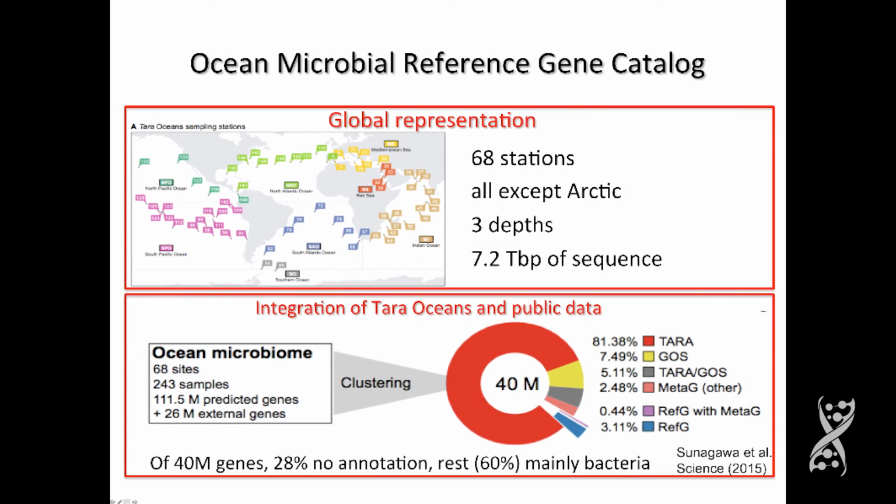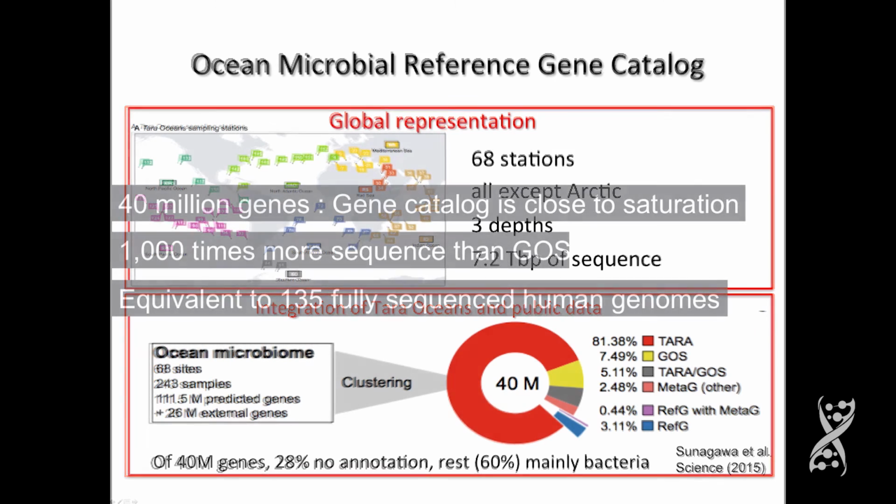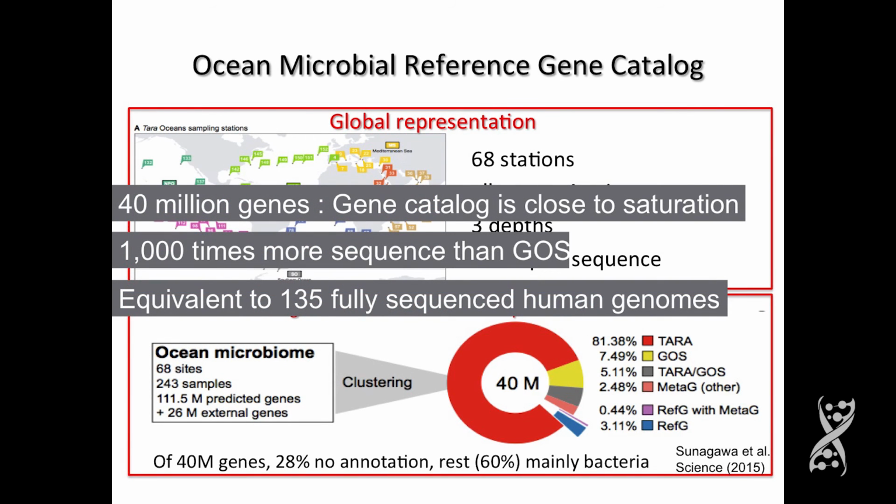So a few key points from these papers. One is that we defined what we call an ocean microbial reference gene catalog, coming from 68 sampling sites with pretty much worldwide coverage. These genes are mainly coming from bacteria, from prokaryotes, okay? And the catalog contains about 40 million genes, which is quite close to saturation, at least for the surface, the top 100 meters or so of the ocean. It's a pretty exhaustive collection of genes coming from prokaryotes.